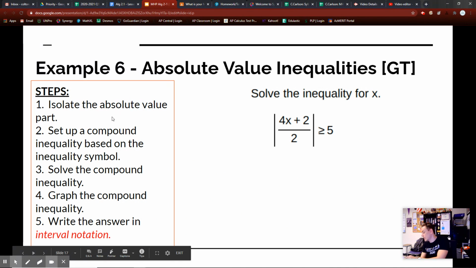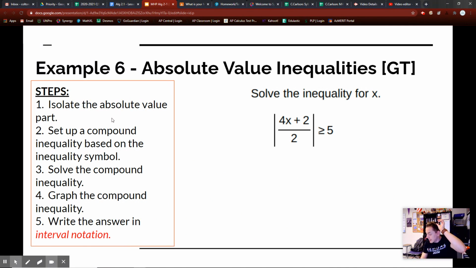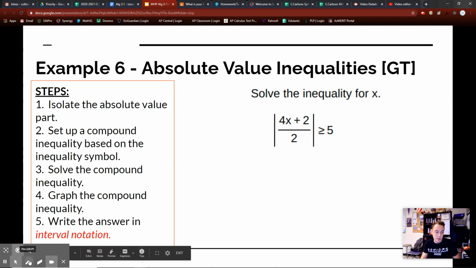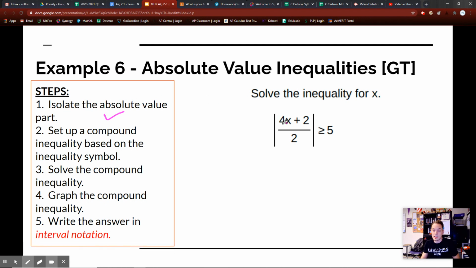This one's a little bit more complicated. But don't worry, it's not going to be as complicated as it seems. Let's go through it. First things first, is it isolated? It actually is. It's only by itself.